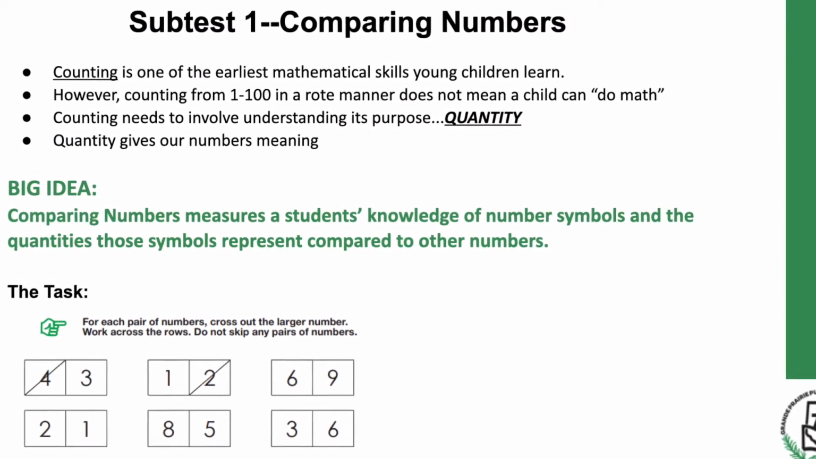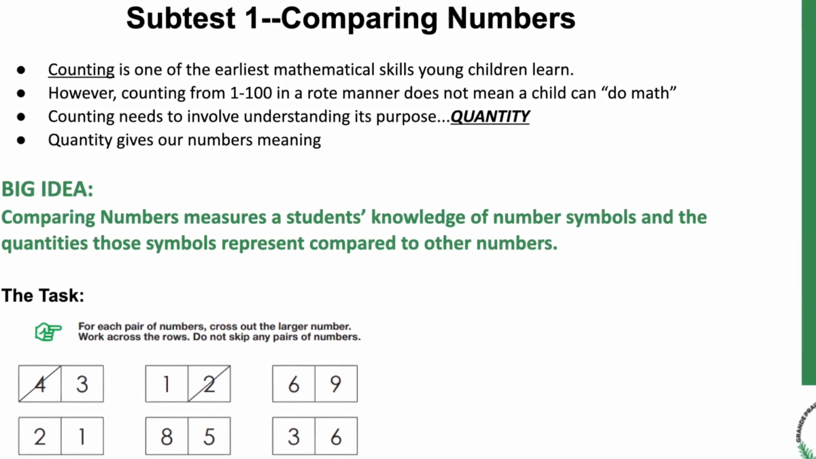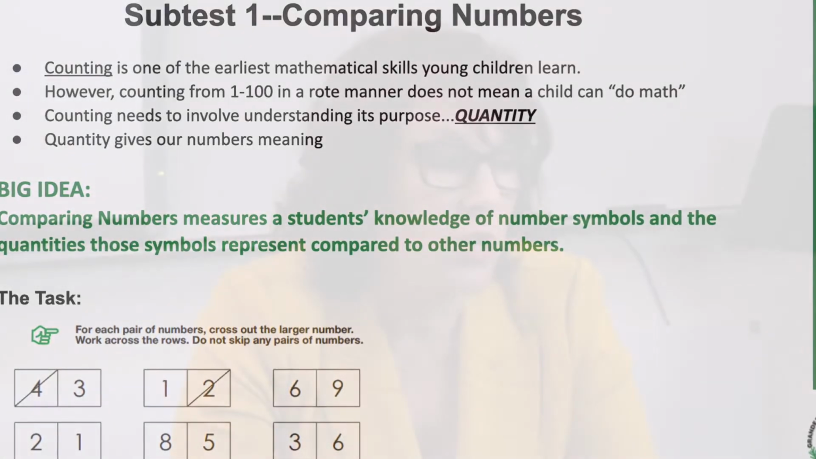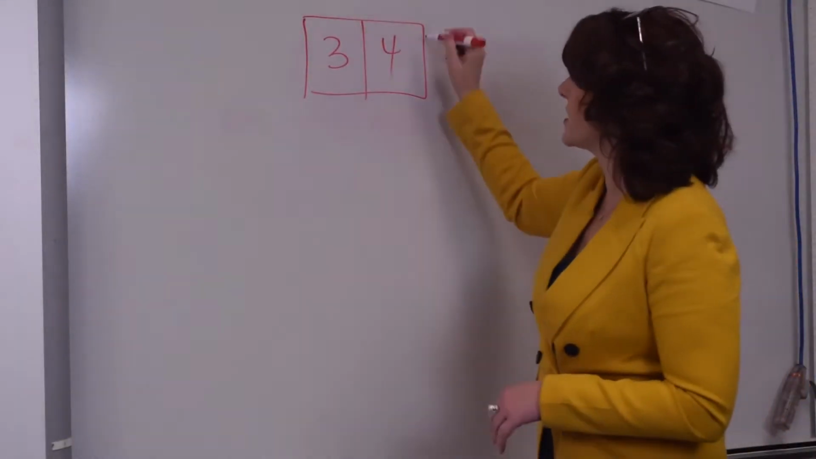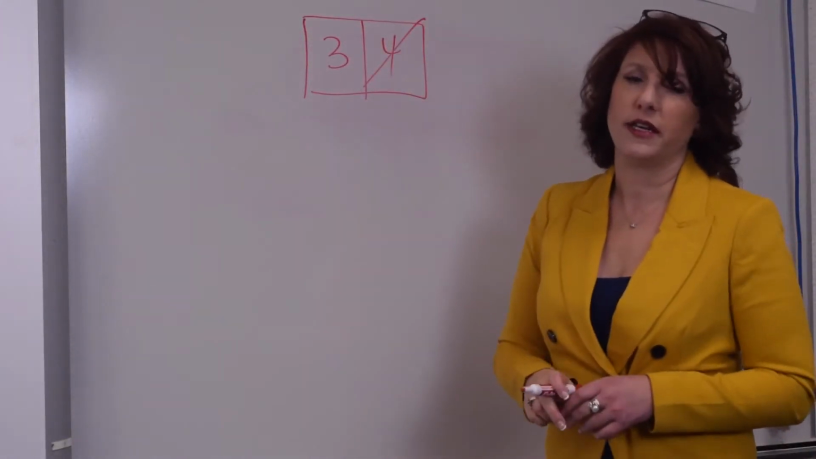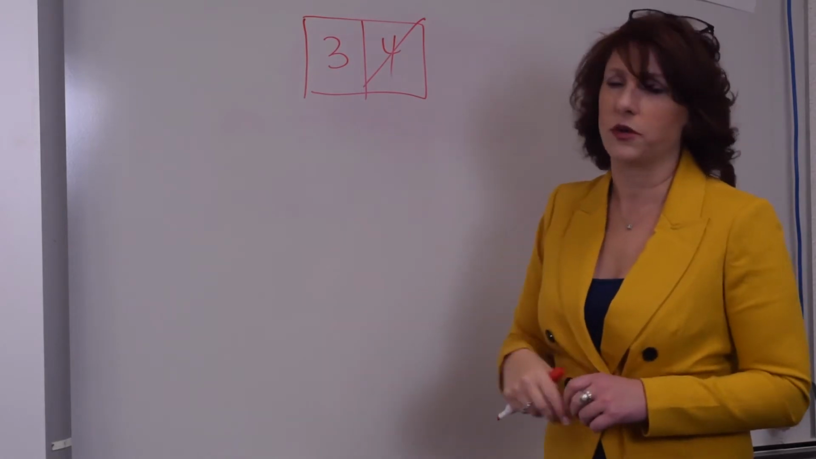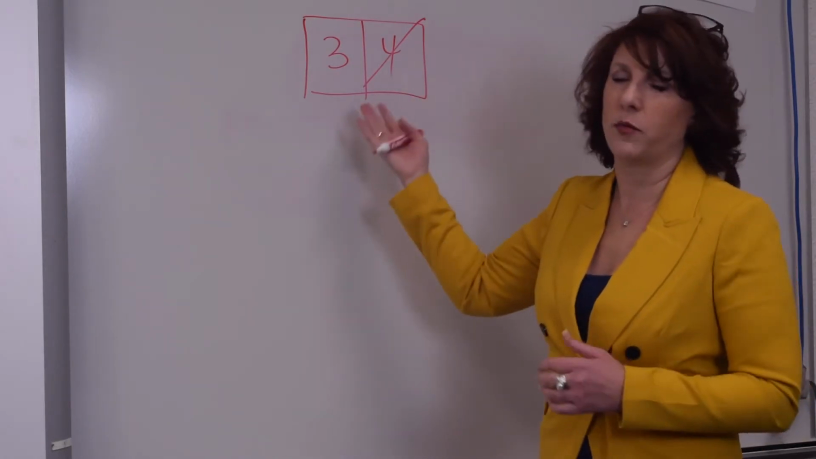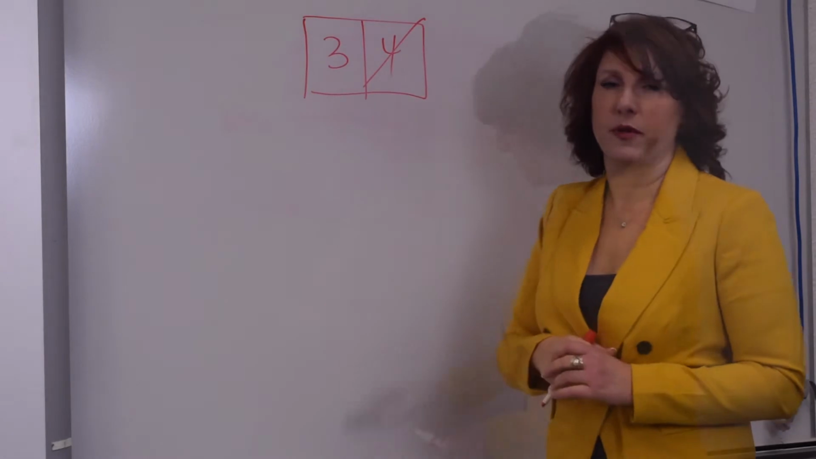So the big idea with comparing numbers subtest was that we wanted to measure students' knowledge of the number symbol and the quantity of those symbols. Students were expected to cross out the highest quantity number in the set. So in this case, 4 has more of a quantity than 3, the number would be crossed out.